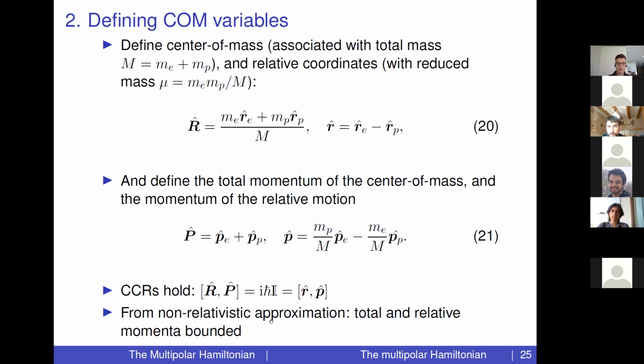And from here we see what it means that we have a non-relativistic approximation. So the relative internal momentum, which is essentially the electron momentum, has to be bounded, but this is usually given anyway in a hydrogenic atom, that the electron is rather non-relativistic, and so this is not a restriction. The real restriction is that the total center of mass momentum has to be bounded, and therefore we can only consider overlap with eigenstates of the total center of mass which are very non-relativistic.